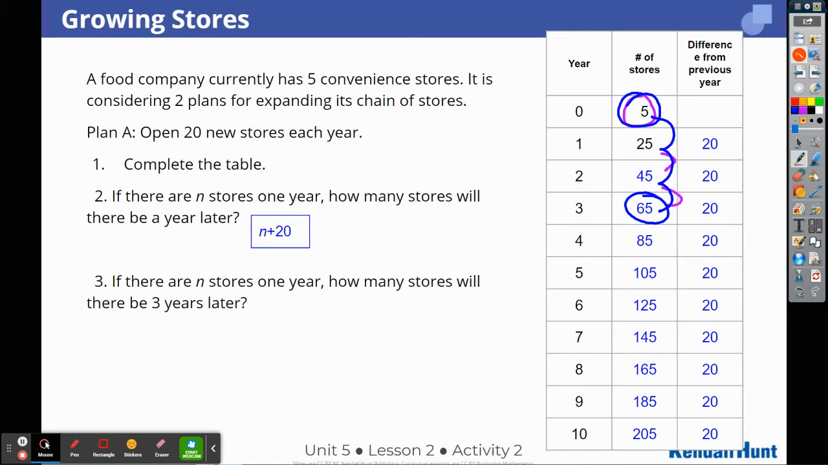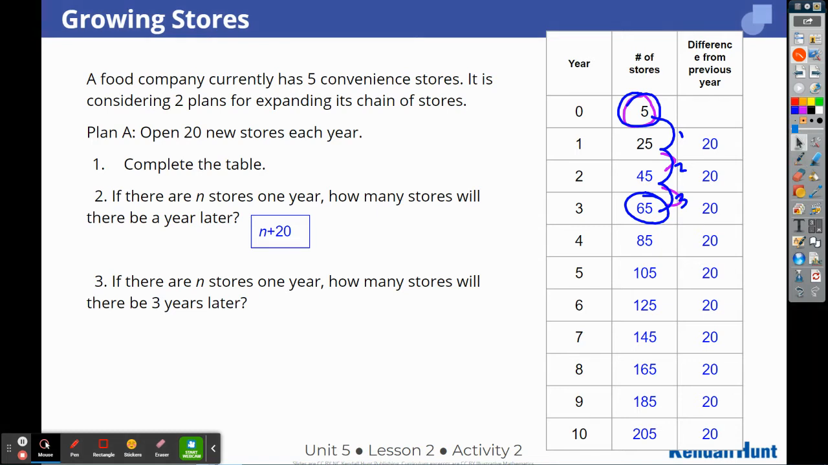How many times did I add 20? Well, 1, 2, 3. So if I'm adding 20 3 times, that's 20, 40, 60. So my expression would then just be n plus 60.